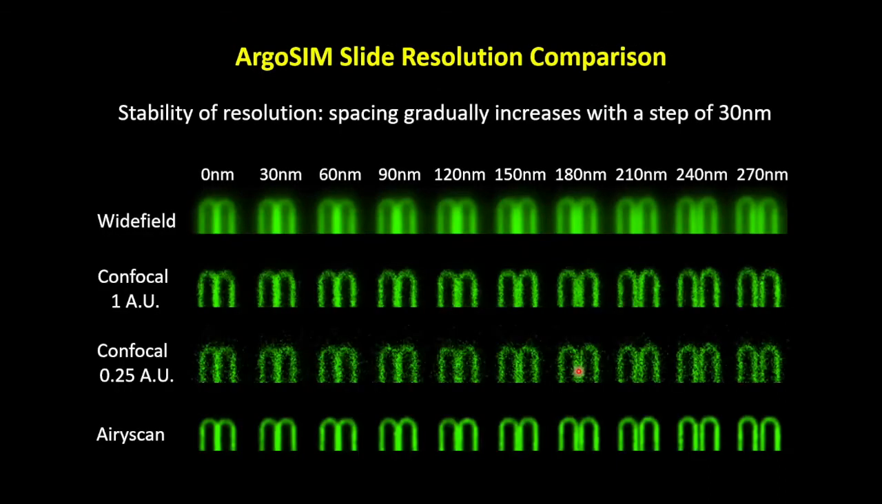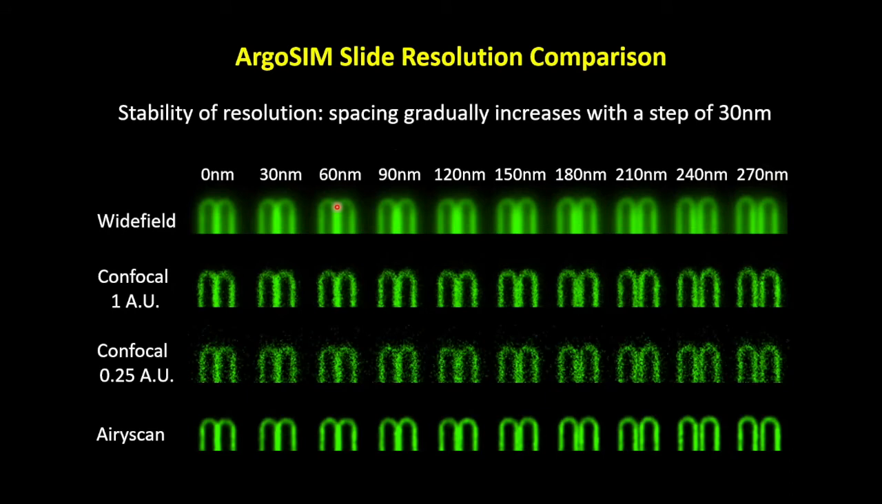Just by comparison, for example, I was using a slide called ArgoSIM. This is a specially manufactured slide that has different patterns for different purposes. One of them gradually increases the spacing in steps of 30 nanometers, so in this case from 0, 30, 60, and so on. Also, by proprietary manufacturing technology, this slide has never been bleached, so you can also use it for quantitative analysis.